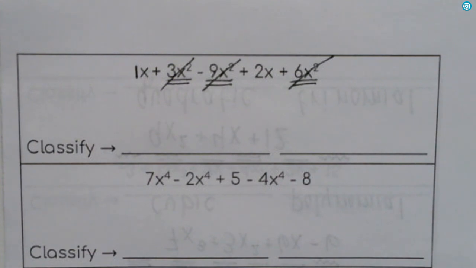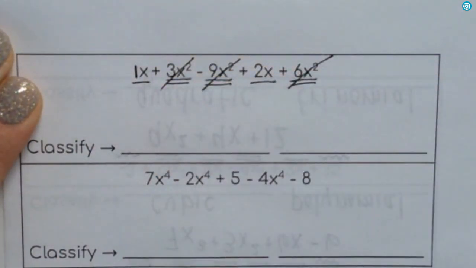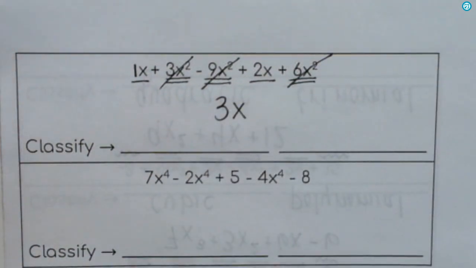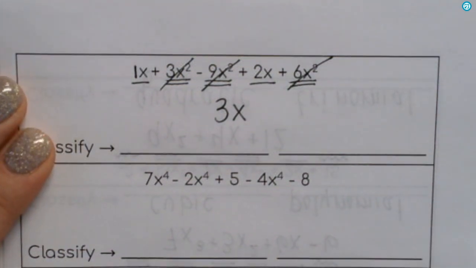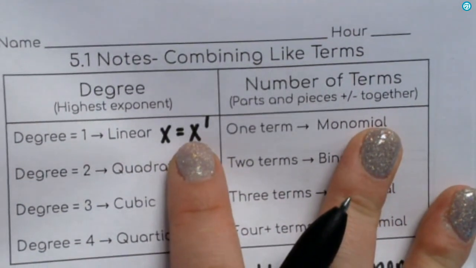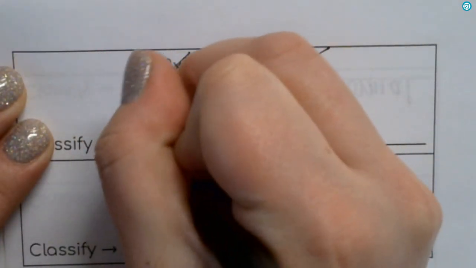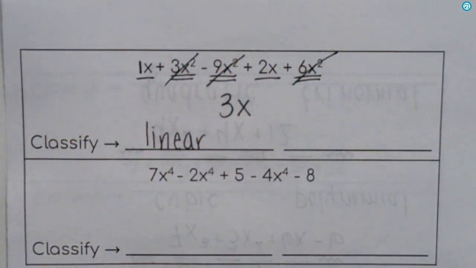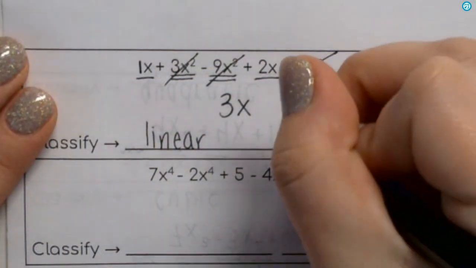Then 1x and 2x can get added together. And that's just 3x. So my answer on this one is just 3x. It's linear. Yep, flipping back to my table. My highest degree in my answer is just 1 because all my quadratics cancel away, so it's just linear. And then it's just one term as well. One term is a, yes, monomial.